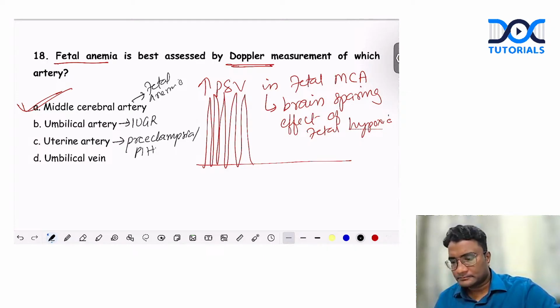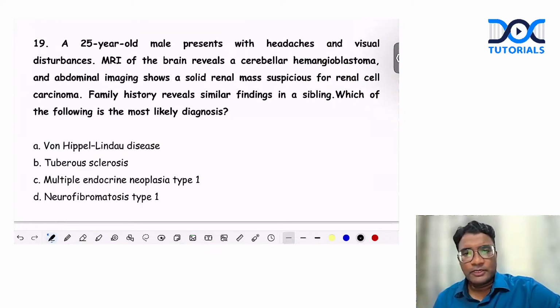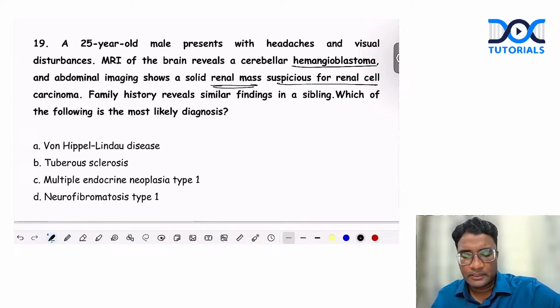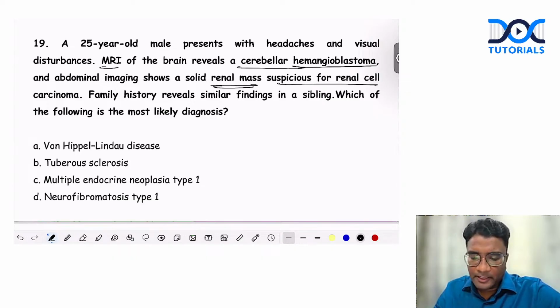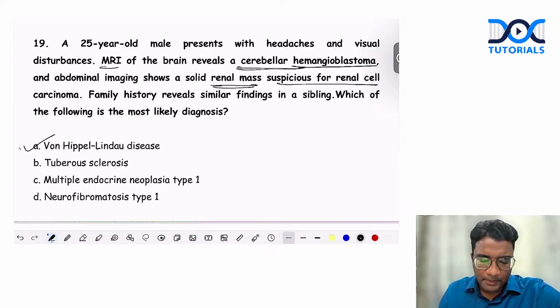Next thing, what is the next part? What is this question here? A 25-year-old male presents with headache and visual disturbances. MRI of the brain shows cerebellar hemangioblastomas. Abdominal imaging shows a renal mass, suspicious of renal cell carcinoma. So this was a syndrome that was asked. This is von Hippel-Lindau syndrome.